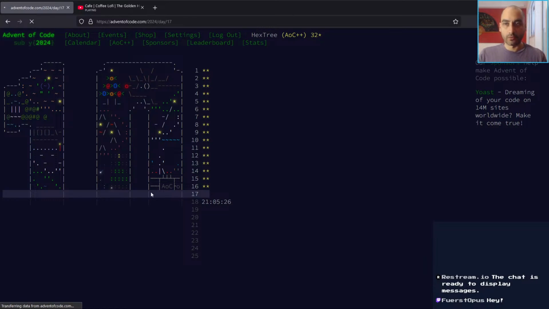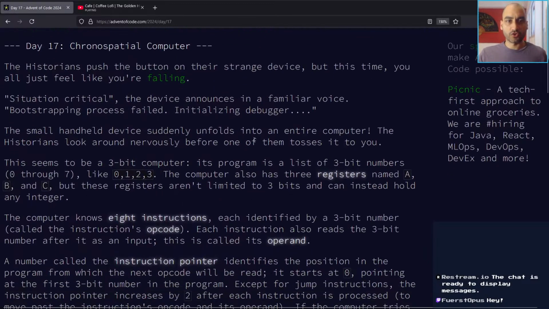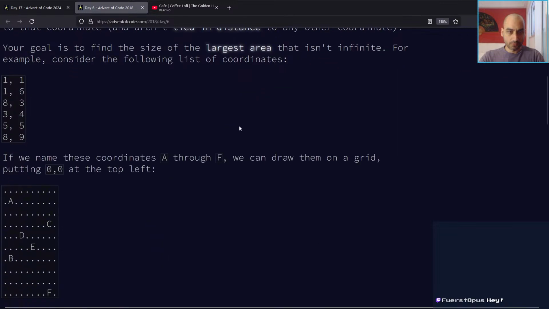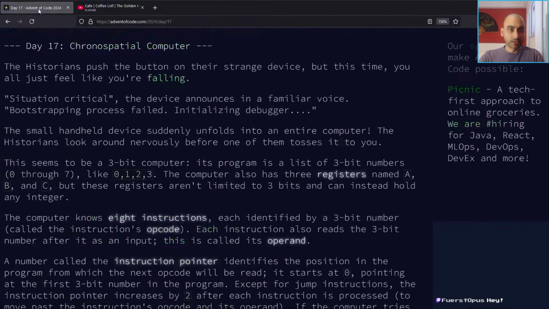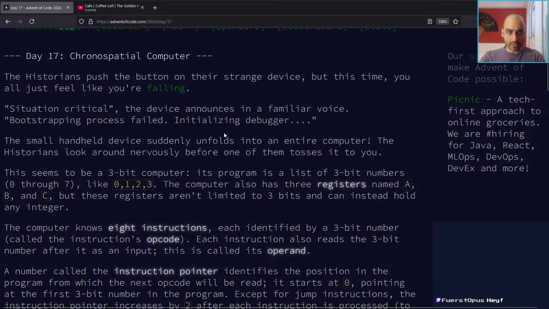Day 17. Let's go. Day 17, Chronospatial Computer. The historians push the button on their strange device, but this time you all just feel like you're falling. Okay, don't really remember this. Situation critical, the device announces in a familiar voice. Bootstrapping process failed, initializing debugger. The small handheld device suddenly unfolds into an entire computer. The historians look around nervously before one of them tosses it to you.